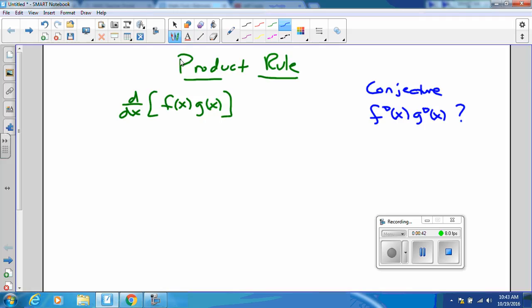might be that the derivative of a product equals the product of the derivatives. This turns out to be wrong. And here's a counterexample.